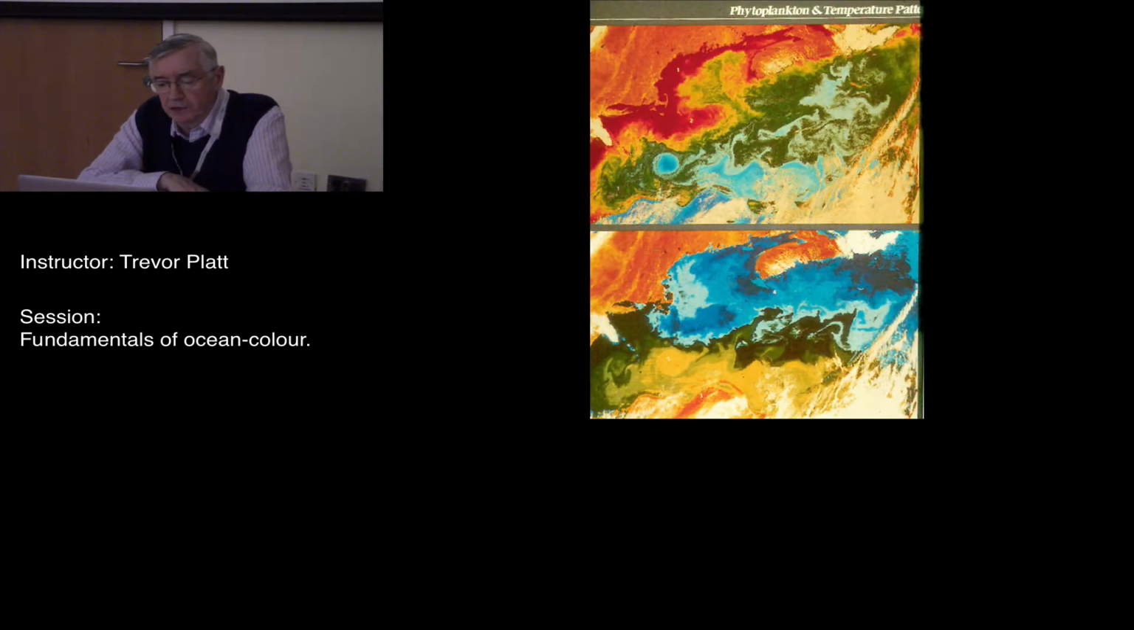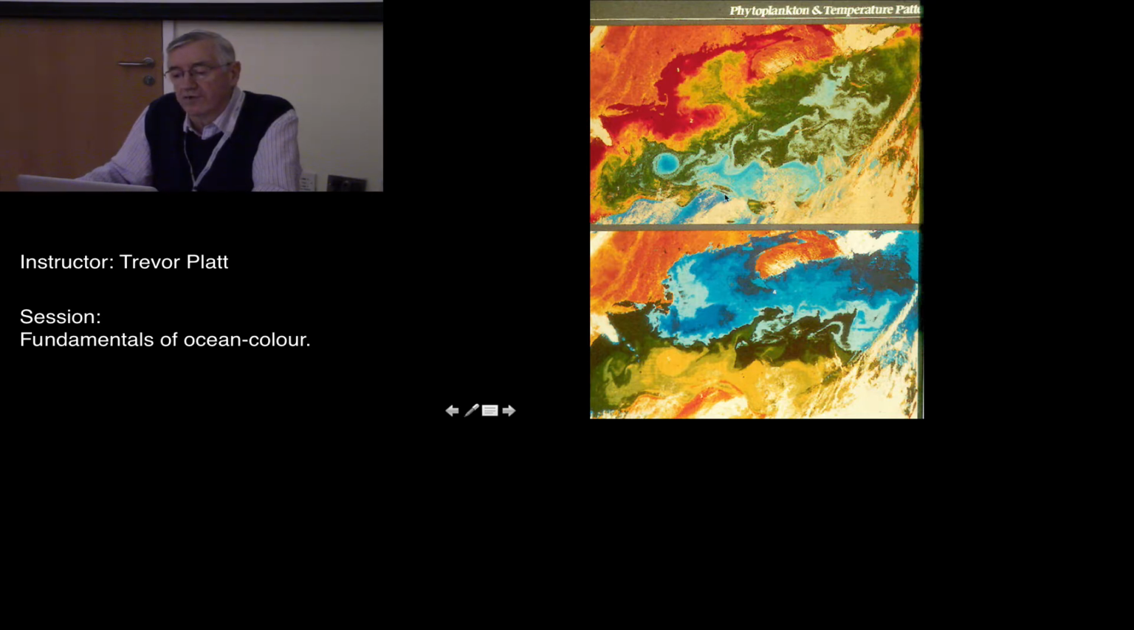And this was the first propaganda picture, if you wish, for the distribution of chlorophyll at large scale, eastern seaboard of North America. So this is phytoplankton, and that means chlorophyll, and temperature patterns. So this is Nova Scotia, and this is the Gulf of Maine. And this feature here is Georges Bank. I'm going to show you that in a minute.